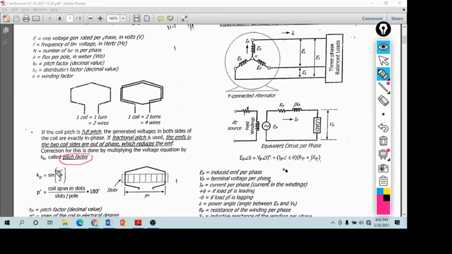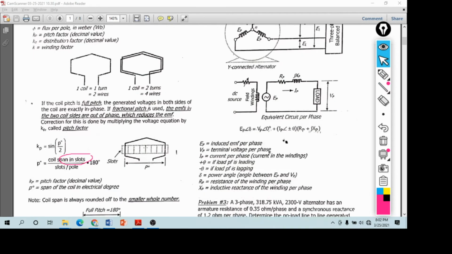Pitch factor. So Kp here is equal to sine of P degrees divided by 2, where P is equal to coil span in slots divided by slots per pole, multiplied by 180 degrees.